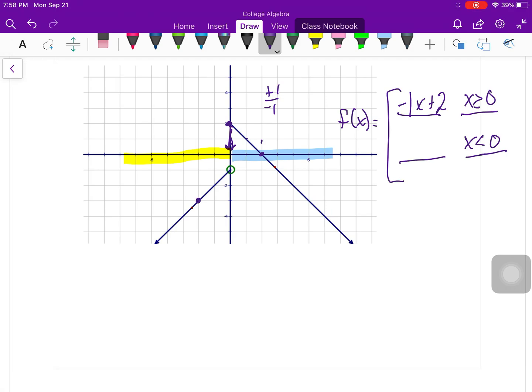I'm going to count my slope. Up 1, right 1. Gives me 1x. And I see it crosses the y-axis at -1.